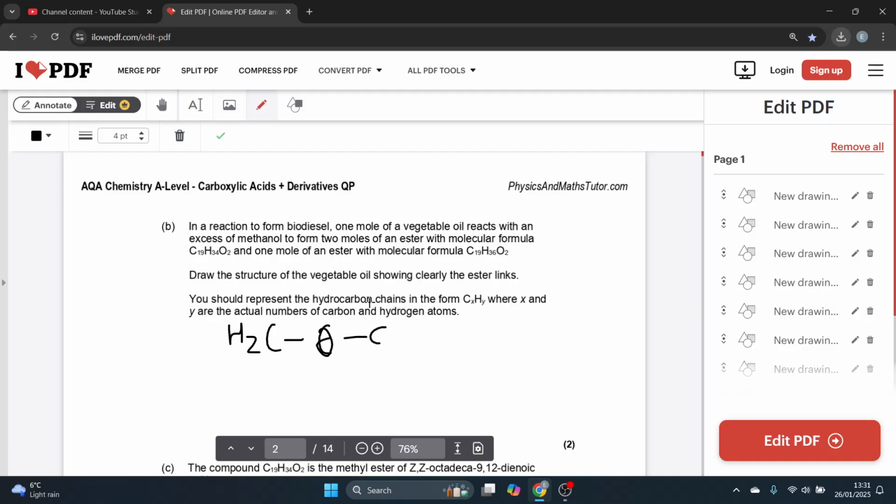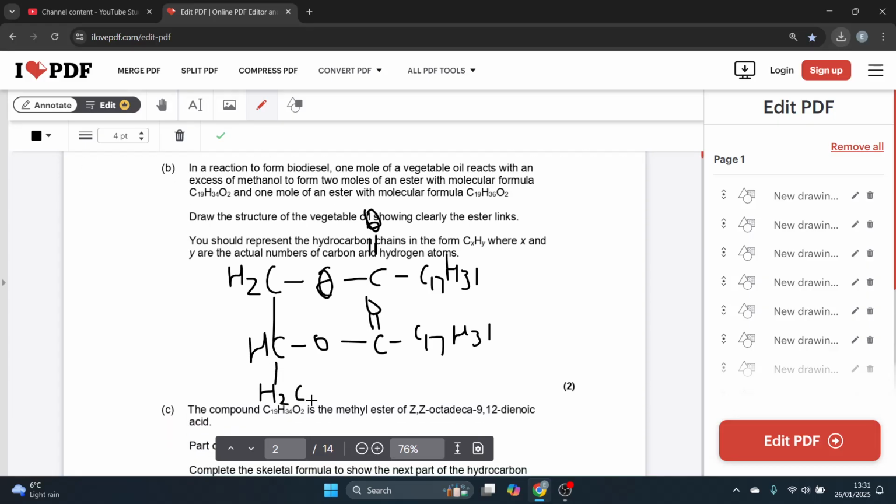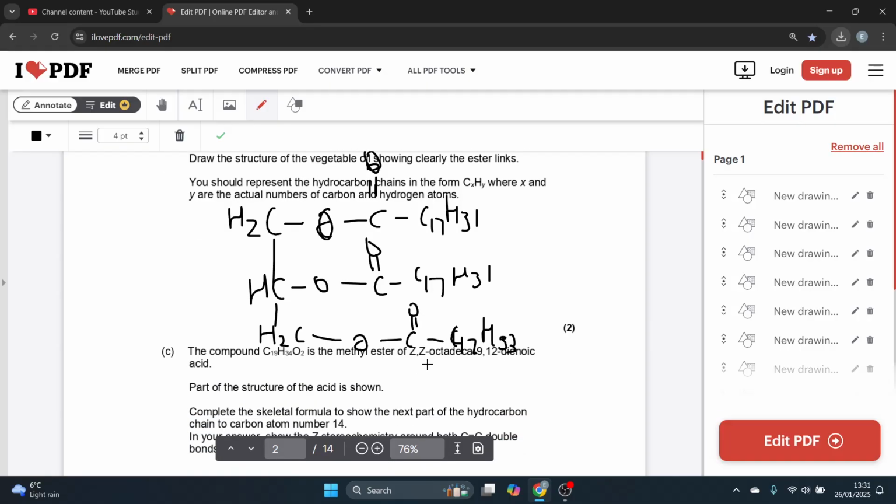So, showing clearly the ester links: C17H31, HCO, C double bond O, C17H31, H2CO, C double bond O, C17H33. Perfect.